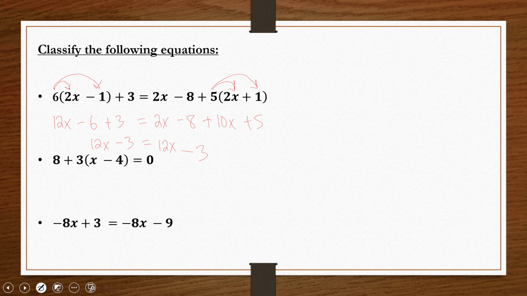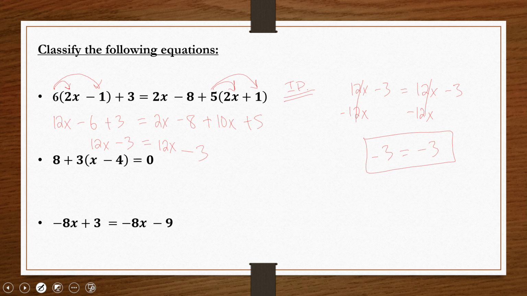This has got to be the identity equation because, yet again, if I were to try and solve this for the particular variable of interest, my variables disappear. Moving my variable 12x to the other side of the equation here requires subtraction. And in doing so, I end up with the true statement, negative 3 is equal to negative 3. So sure enough, I end up with a true statement, no variable. I've considered all the options here. This has got to be an identity equation.